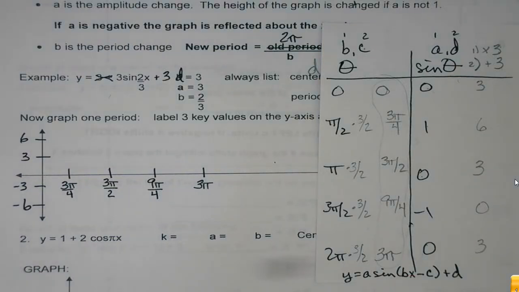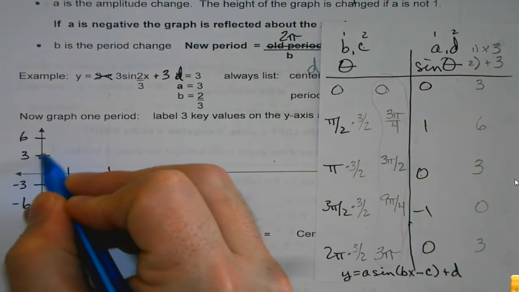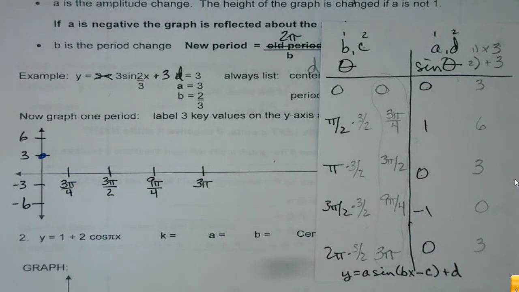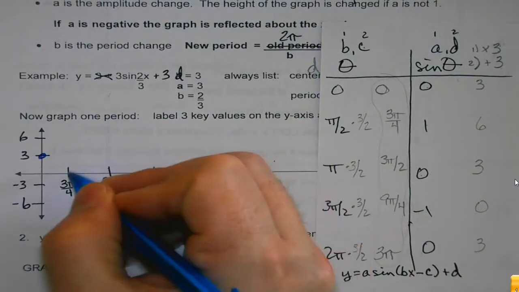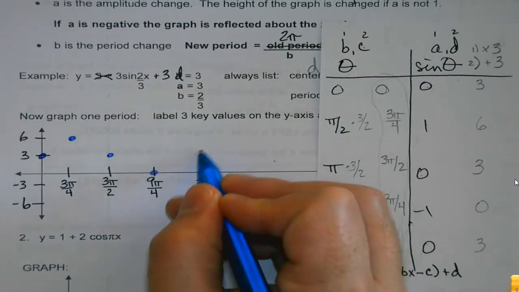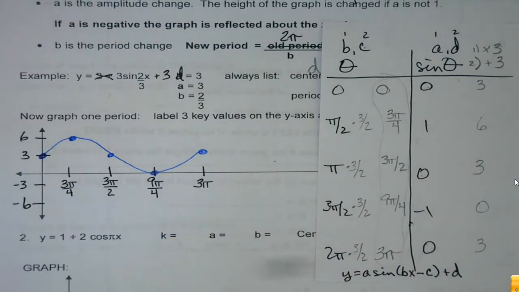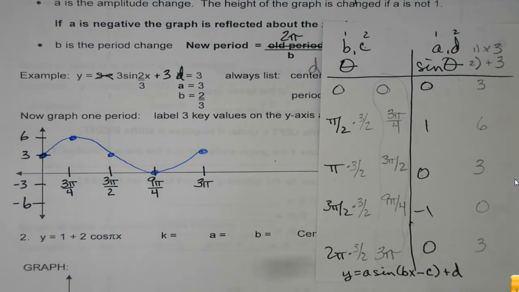And once I've got those, now I can just follow along with my values. So instead of starting at 0 for my sine, I start at 3 because of the shift up 3. 3, 6, 3, 0, 3. Get my curves in. And then the last thing that I'm going to put into this is this center line. And this center line basically is just a dotted line that goes right through the middle of my graph.